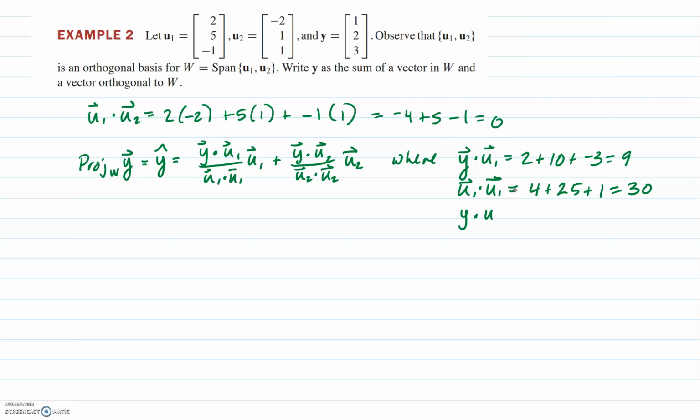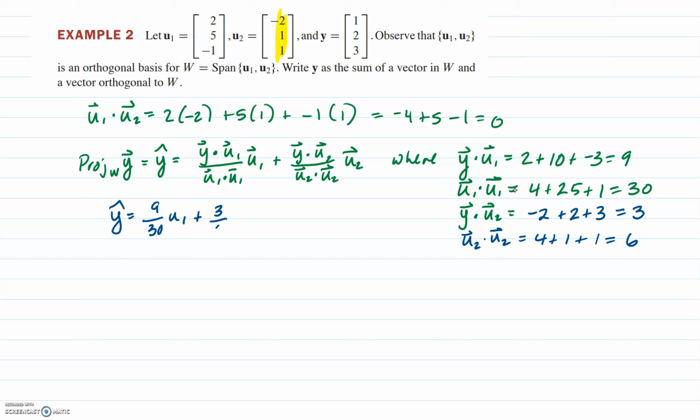And then Y dotted with U2 is going to be negative 2 plus 2 plus 3, so that will be 3. And then finally U2 dotted with U2 is just 4 plus 1 plus 1, which is 6. So here we have Y hat would be 9 over 30 times U1 plus 3 over 6 times U2. Those are the constants I'm going to use.